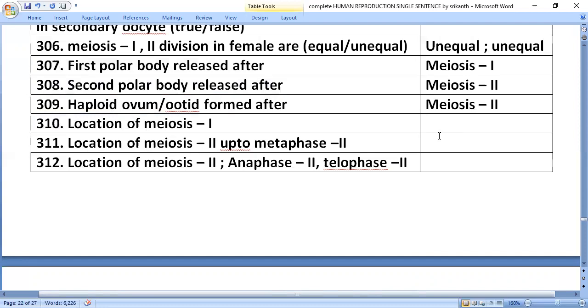Location of meiosis 1: where does it occur in the female? The ovary. Location of meiosis 2 up to metaphase 2: the ovary, in the Graafian follicle. Location of meiosis 2, anaphase 2: it happens by the penetration of sperm, so hence we can say it occurs in the fallopian tube.